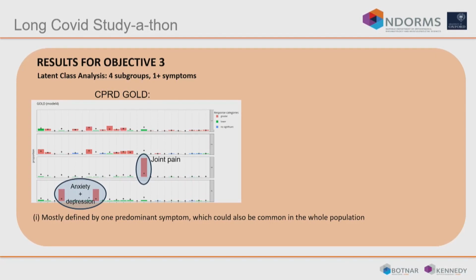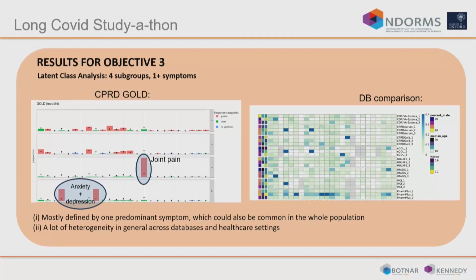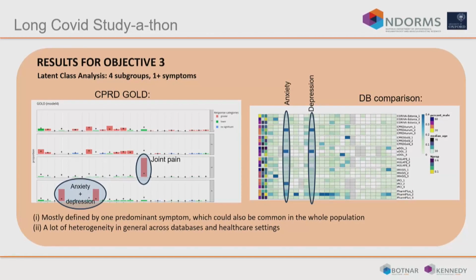Whether these clusters are consistent. And by the way, thank you very much. I don't know if Raivo is here, but thank you very much for the nice plot. And here we can see the comparison across different databases. What we saw is that some symptoms, like anxiety or depression, were present in more of one database. But then in CPRD Gold, we have a clear cluster that is joint pain, and CPRD Gold is the only database presenting it.